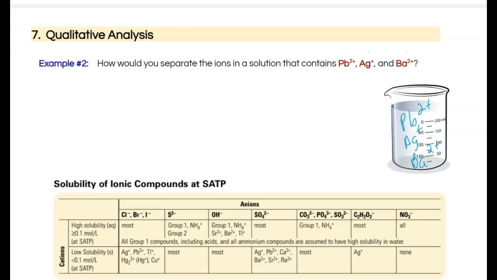Okay, so this is going to be a stepwise process. And so I like to think of this in terms of a nice sort of tree diagram or flow chart. And so that's how I'm going to do it. So we start with all 3 of our ions. I've got my lead, I've got my silver, and I've got my barium. And I'm going to add something to it that's going to cause one of them to precipitate out, and then I can just sort of filter.